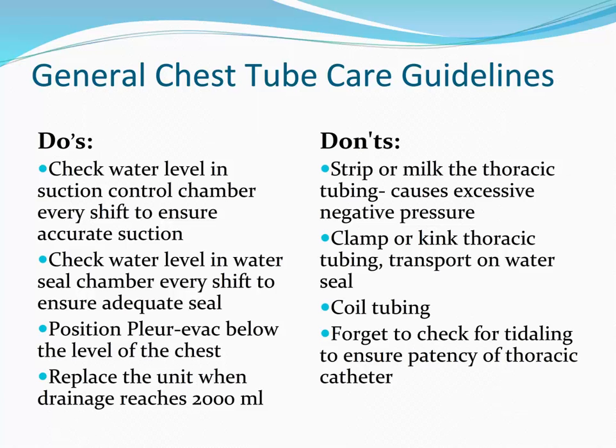Now the don'ts for chest tube care. Don't strip or milk the tubing. It can cause excessive negative pressure. Don't clamp or kick thoracic tubing. Always transport patients on a water seal. Clamping puts excessive pressure on the site and in a worst-case scenario can cause a pneumothorax. Don't coil tubing as it limits drainage. And don't forget to check for tidaling to ensure patency of the thoracic catheter.